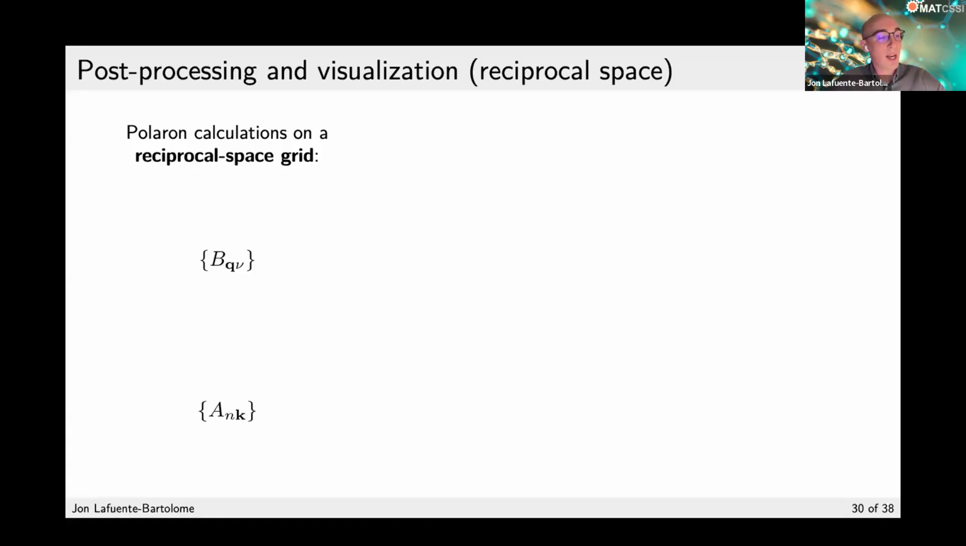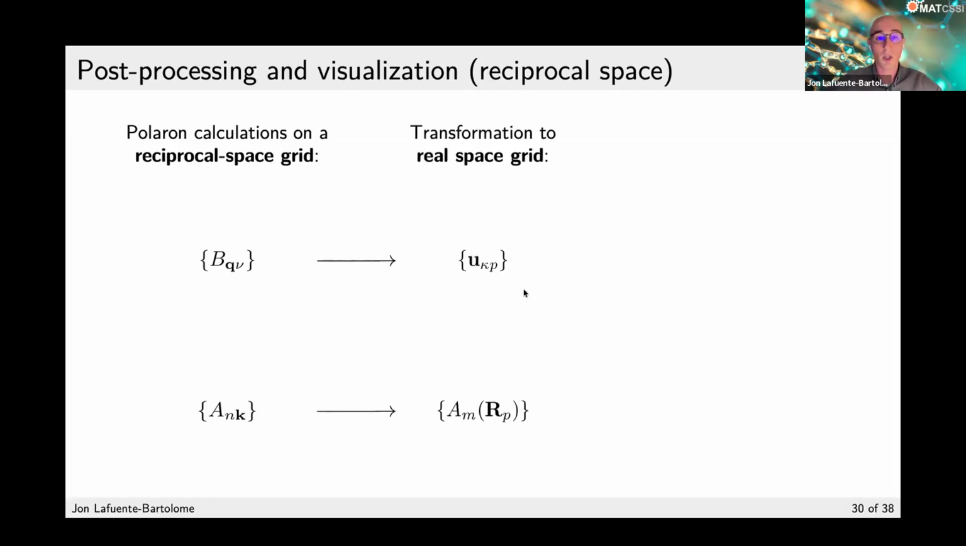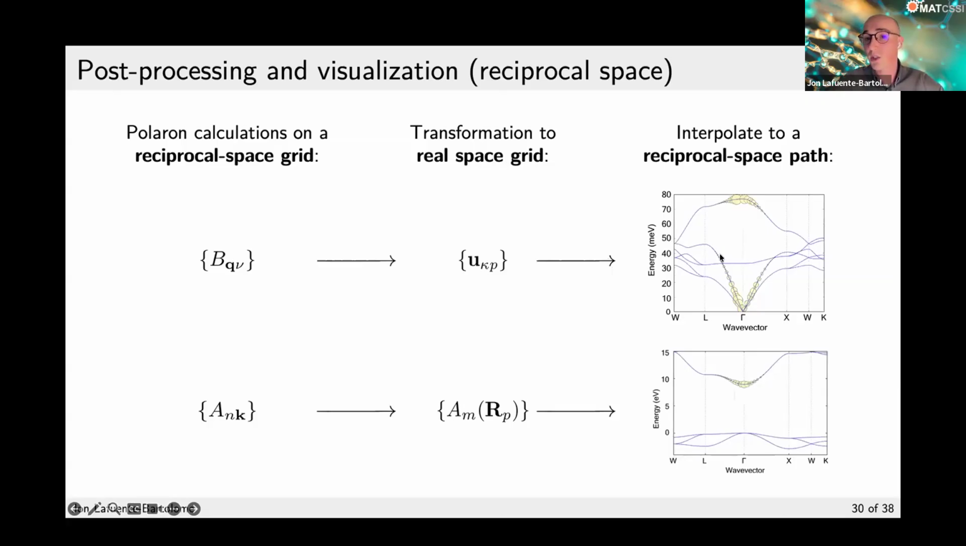Now, how can we analyze what are the most important phonons or the most important bands taking part in these polarons? So we can do an interpolation the same way that we do interpolation of band structures using EPW. So we start with the coefficients in reciprocal space one obtains from the ab initio polaron equations, then transform to real space, to the displacements and to these A_R coefficients. And one can then perform an interpolation onto an arbitrary path in reciprocal space to analyze what is the shape of these coefficients along particular high-symmetry points in reciprocal space.